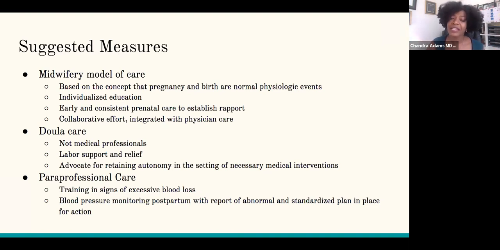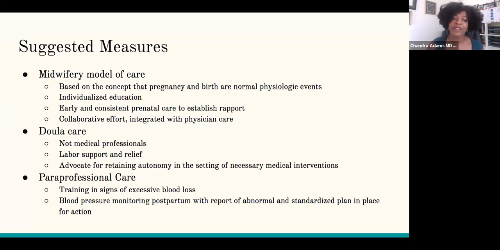But women require individualized education on their own personal risk factors, and they need to establish prenatal care early and have it consistently to establish rapport. And then they need to be able to go to the institutions where the people with whom they've established rapport are delivering. They need to see familiar faces when they're in labor to feel safe.